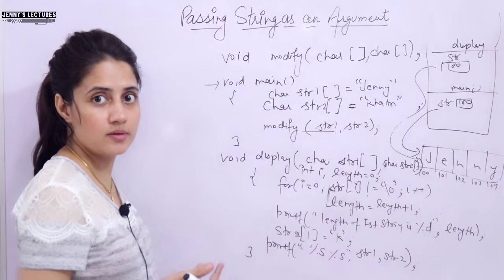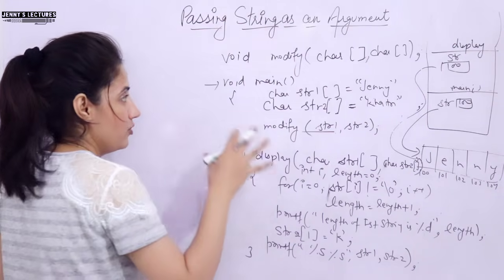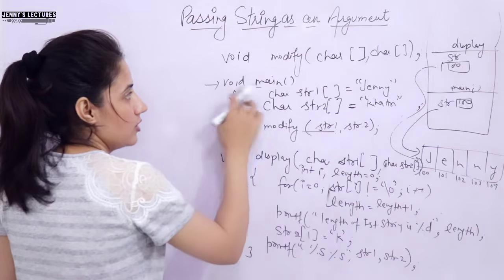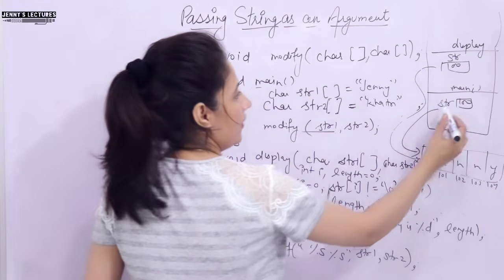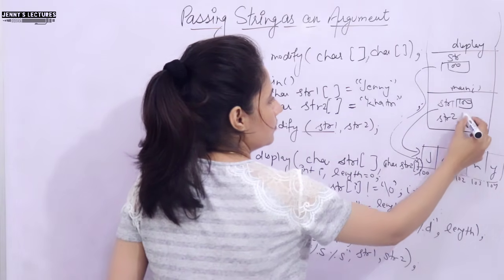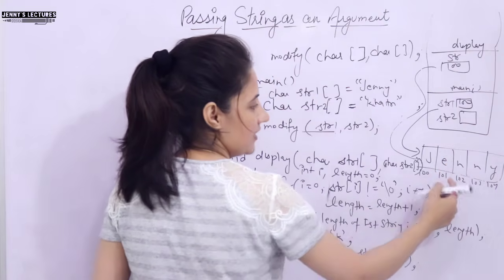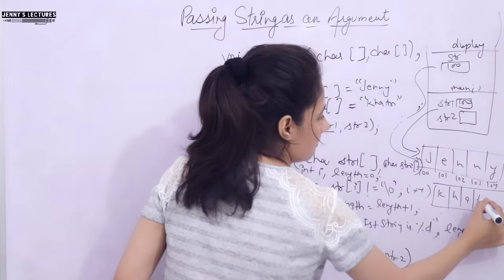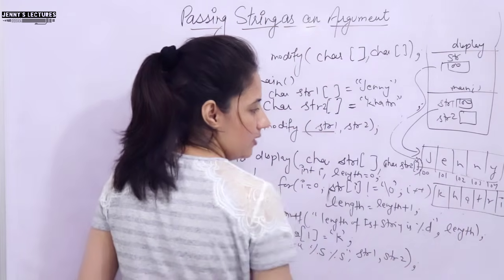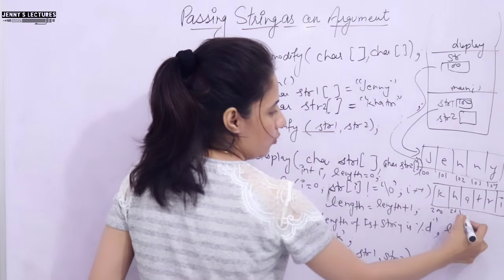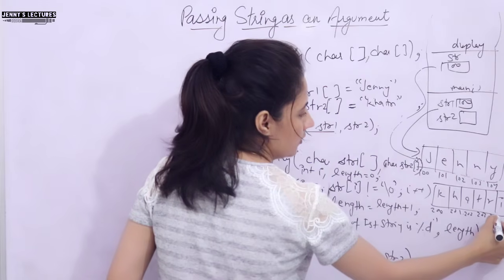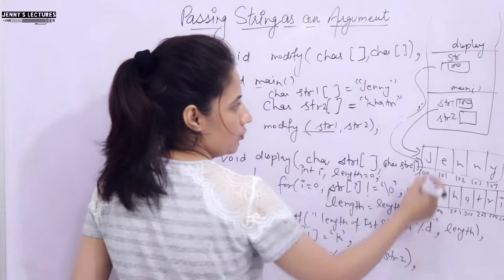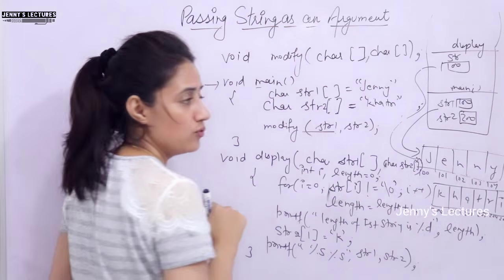That's it. So how will it be executed? First, control will go here. In main we have str1 and str2. One string is this, and the other string I am taking is this one. Suppose the addresses are 200, 201, 202, 203, 204, 205. So for this, in str2 we have 200.